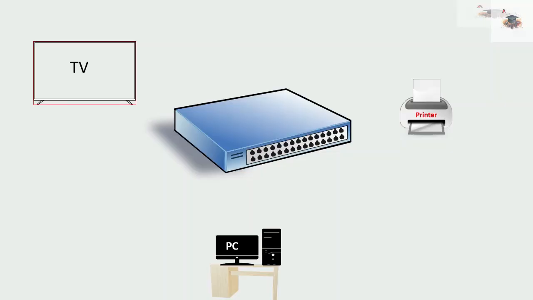One method is by connecting them with cables to a device known as a switch. In simple terms, a switch is a network device that enables multiple devices to connect and communicate with each other. Now, let's explore how a switch operates.